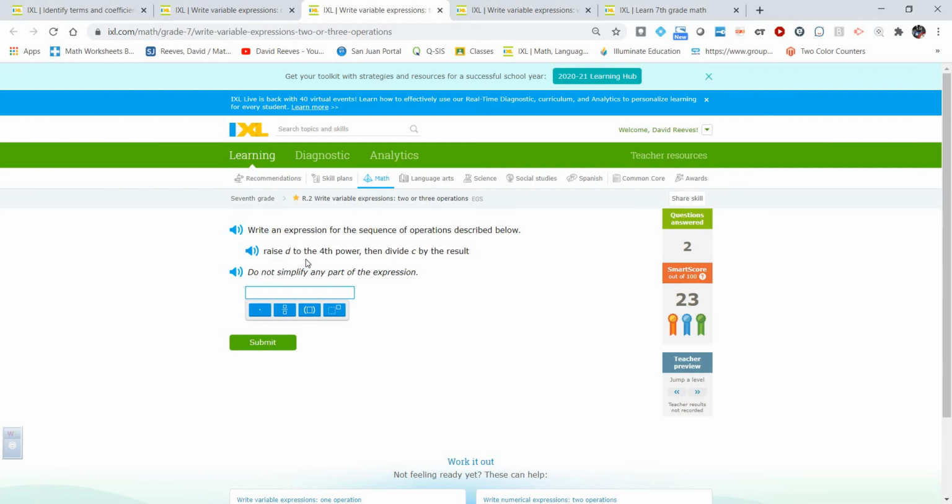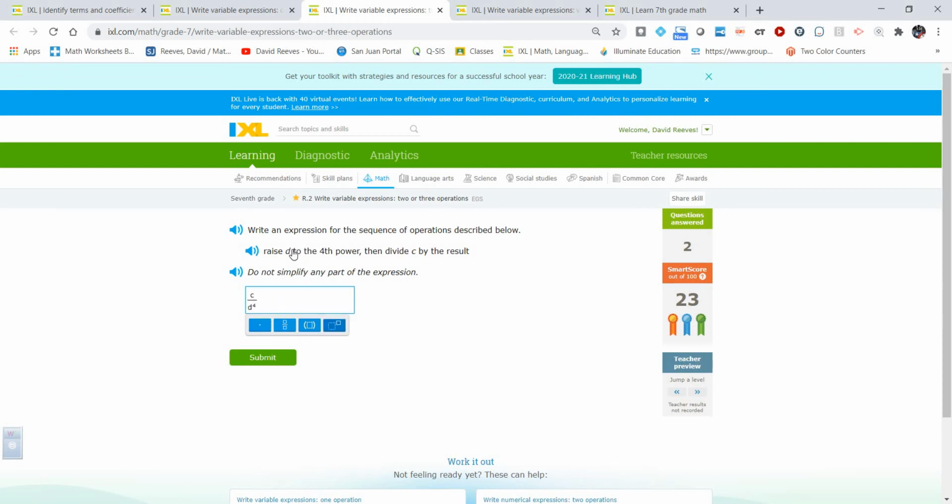Okay, let's see here. Raise d to the 4th power and then divide c by the result. So I'm going to have to do this here. I'm going to do d to the 4th power, and then I'm going to divide c by the result. Wow. Well, wait a second. Divide c by the result. If you read that carefully, c is going to go on the top. I'm going to take this out here. All right, and I'm going to go back here, and I'm going to do this again. D, whoops, not 2, Mr. Eves. D to the 4th power.